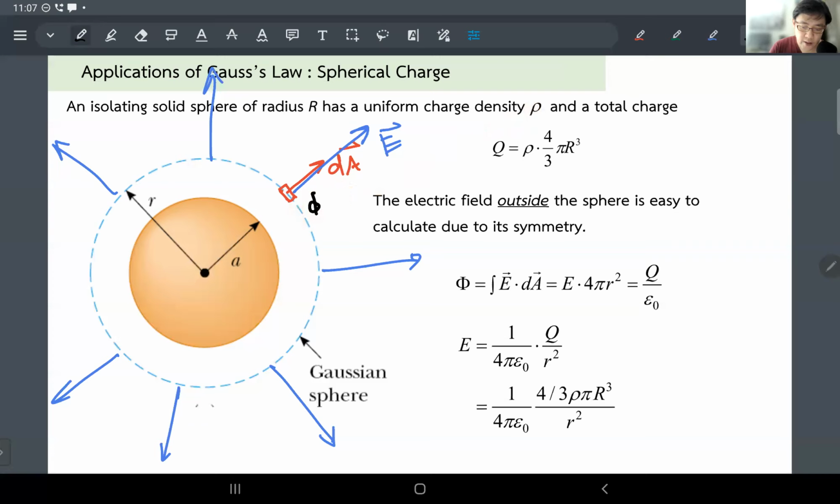Now you have an insulating solid sphere of radius capital R. Oh, it's supposed to be a small r there. Sorry, guys. Oh, capital R. That's correct. That's the radius of this sphere here. So it has a uniform charge density.